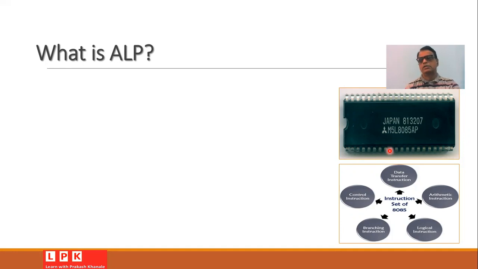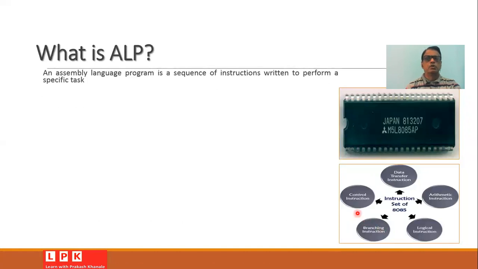We know that the instructions for the 8085 microprocessor can be divided into different categories, such as data transfer instructions, arithmetic instructions, logical instructions, branching instructions, and control instructions. So an assembly language program can be thought of as a sequence of instructions, and these instructions are written so that we can perform a specific task. These instructions must be selected from the instruction set of the microprocessor 8085.